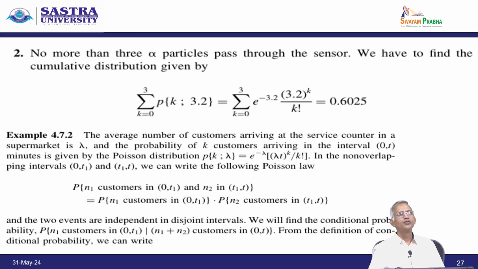Number 2: no more than 3 alpha particles pass through the sensor. Therefore, the cumulative distribution is given by probability of k, 3.2, and substituting lambda equal to 3.2, with the values ranging from 0 to 3, we have 0.6025.